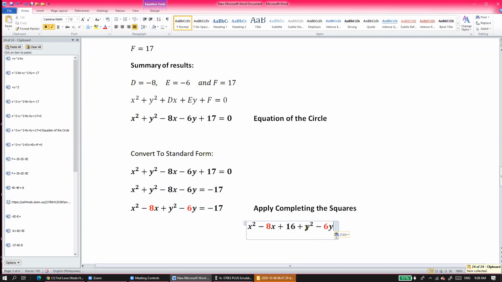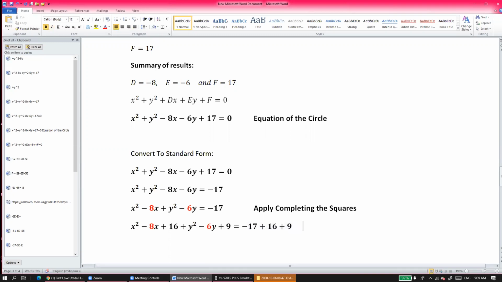Plus y square minus 6y. The 6, when I divide it by two, we have 3. If I square it, we have positive 9. So plus 9 equals negative 17. Whatever we add on the left, we also add on the right. The 16 and the 9 are also added to the right hand side of our equation. So plus 16 plus 9.